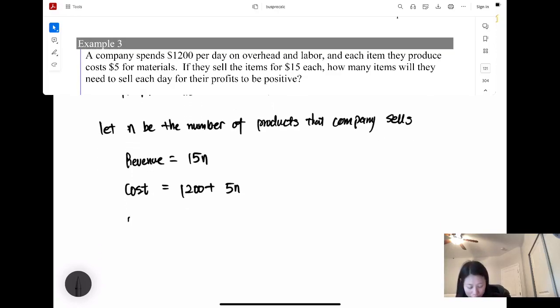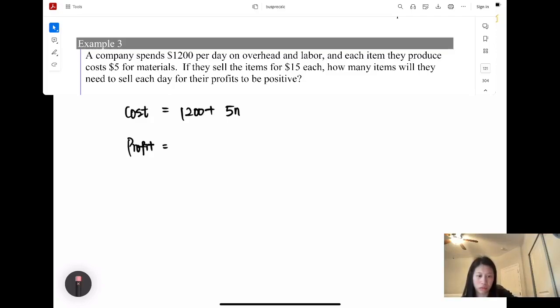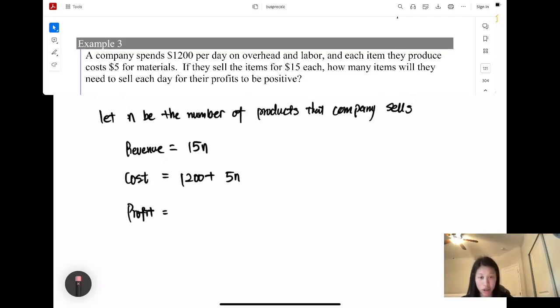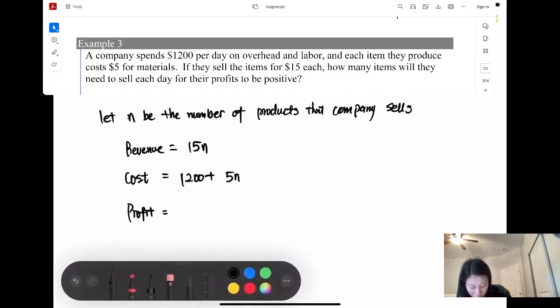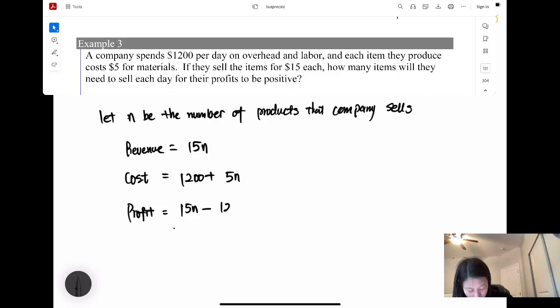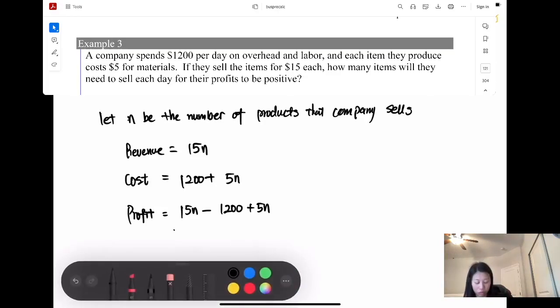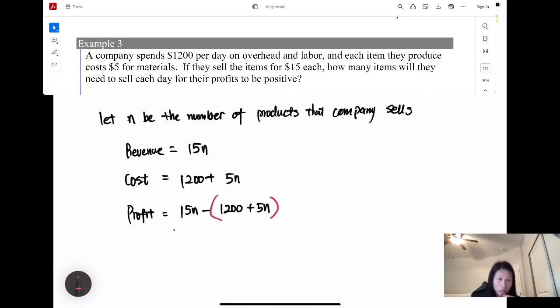So the profit equals what? Profit equals the revenue subtract the cost. This looks right, but there's a catch. We want to subtract the total cost, so don't forget the parentheses. If you forget the parentheses, the signs inside the parentheses are going to change, because this whole part inside the parentheses is the cost. You're not just subtracting 1,200, you're trying to subtract the whole cost, which is 1,200 plus 5n.